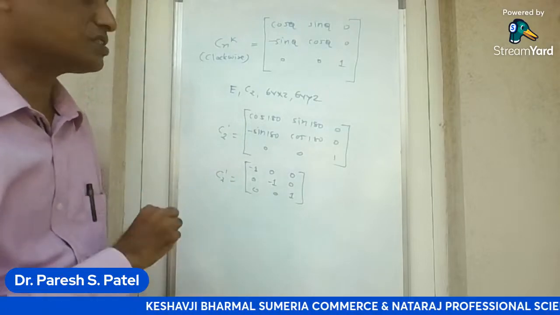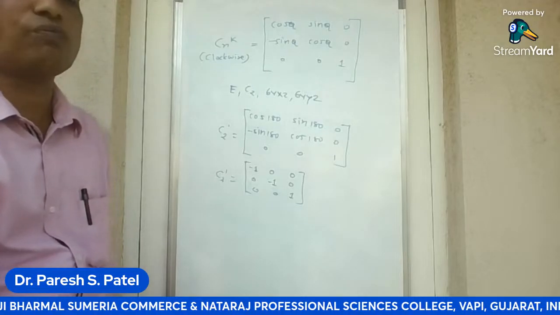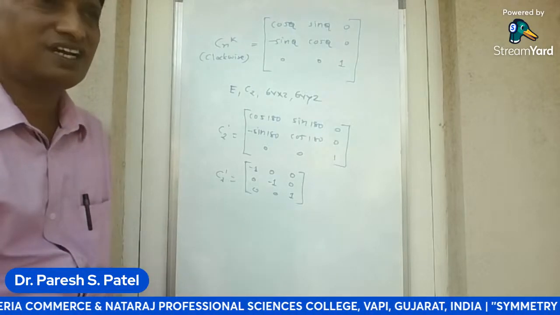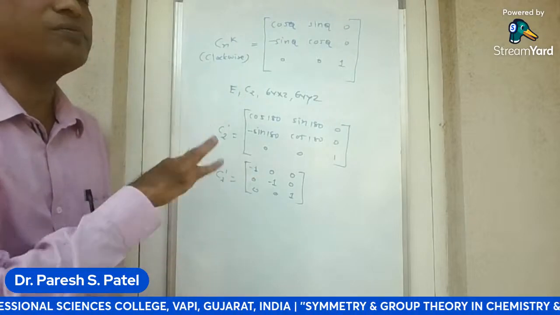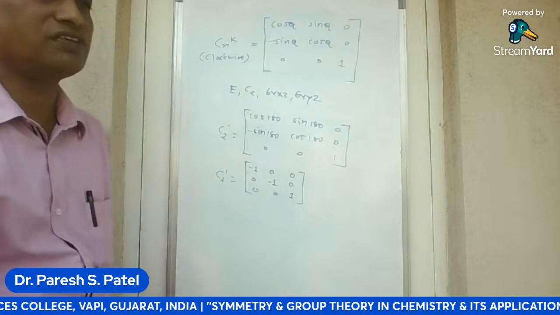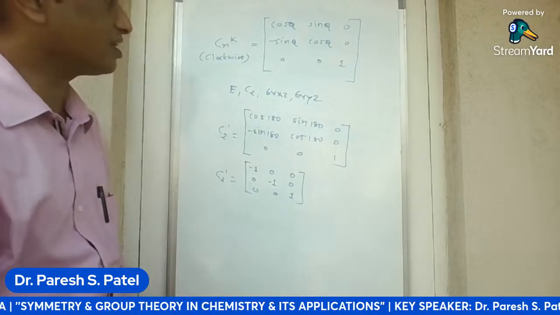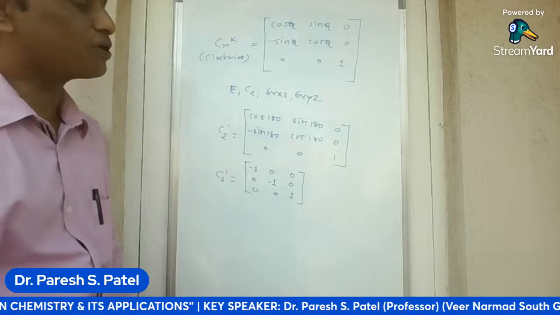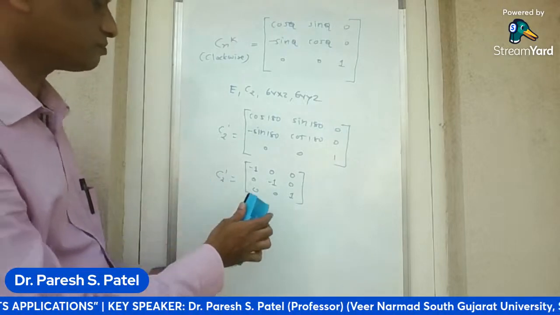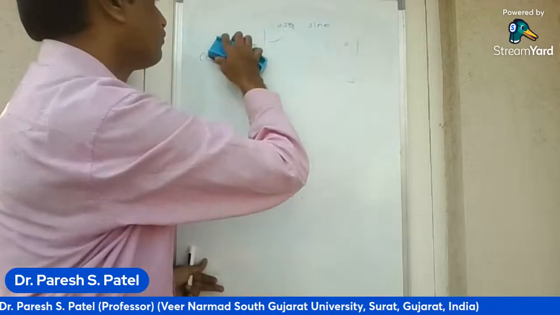So dear students, with the help of this equation, we can find out the matrix representation for proper rotation for the clockwise direction. Now, in case of anti-clockwise rotation, we put theta equal to the angle of rotation in that equation, so we can find the proper rotation for the anti-clockwise rotation. Now, the next symmetry operation is reflection.